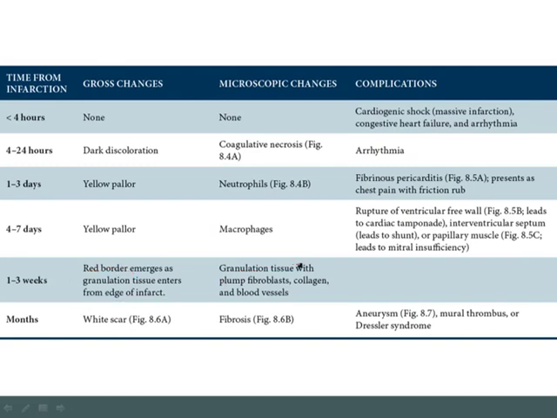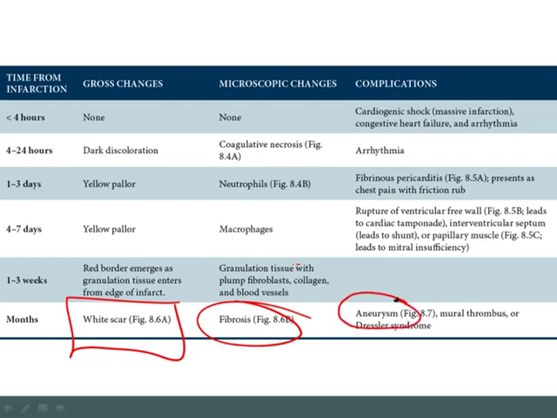Now, the final stage is that the granulation tissue will be converted to fibrosis, or a scar. And so what you're going to see on gross exam will be a white scar. Now, recall that the scar is not as strong as the myocardium. So you took away myocardium and you put in place a scar. So because now you've weakened the wall of the ventricle, that's going to increase the risk for aneurysm, or balloon-like dilatation of the ventricular wall.